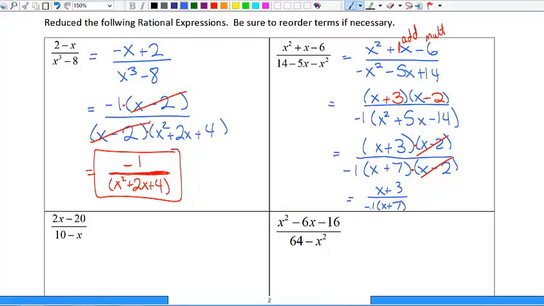Now, normally we don't like having the negative 1 in the denominator. We prefer to have it out in front or in the numerator, so if you want to, you can move that to the numerator or out in front. I prefer it out in front. But honestly, I'm going to accept either way.